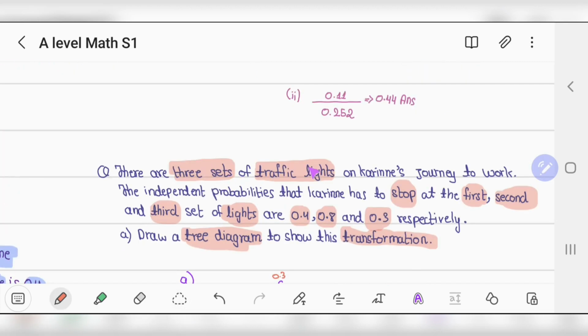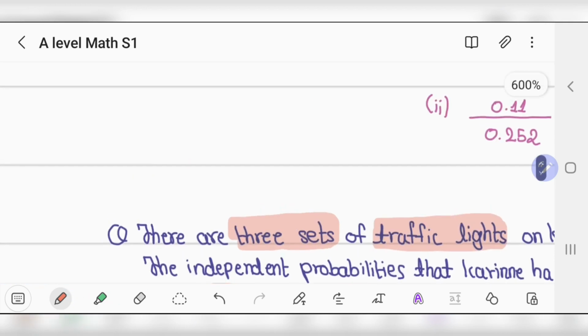There are 3 sets of traffic lights on Karin's journey to work. The independent probabilities that Karin has to stop at the first, second, and third set of lights are 0.4, 0.8, and 0.3 respectively. Draw a tree diagram to show this information. Okay, so you have 3 sets of lights, right?